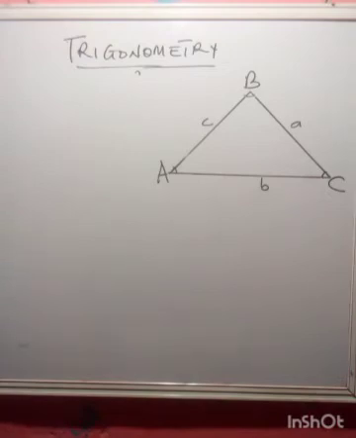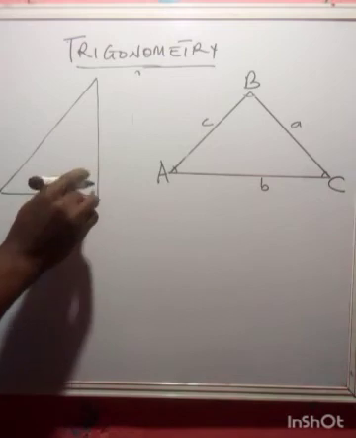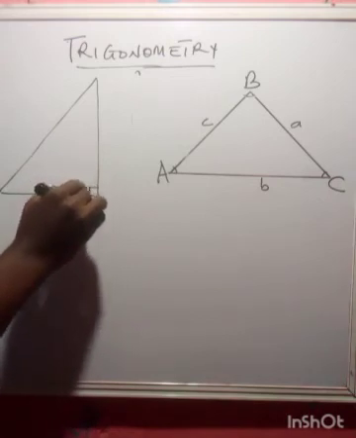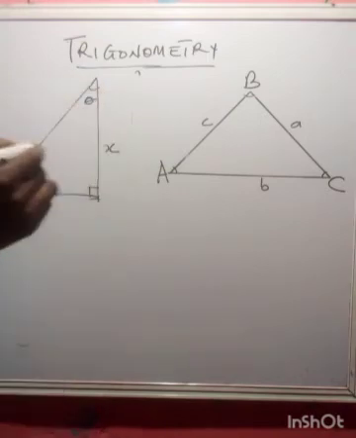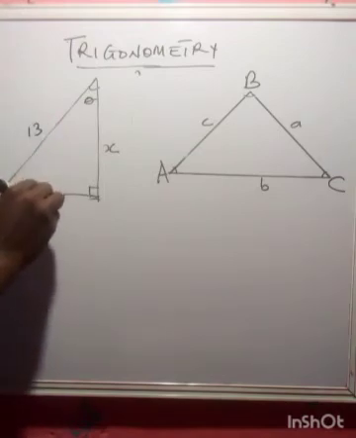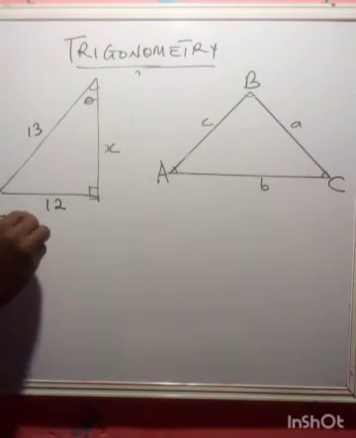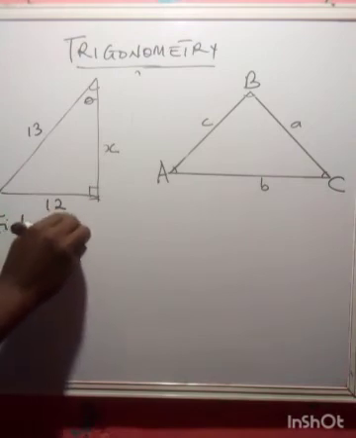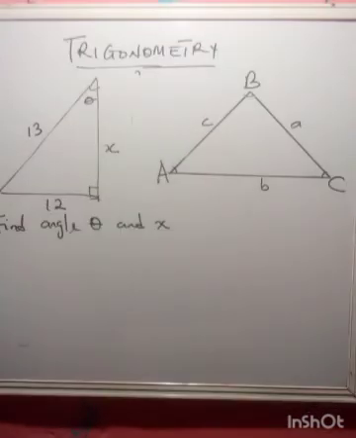So we have a question here. We have a right angle triangle. This is our right angle. This is x. This is theta. This is a value 13. This is 12. The question says, find angle theta and x. Find the value of angle theta and x.